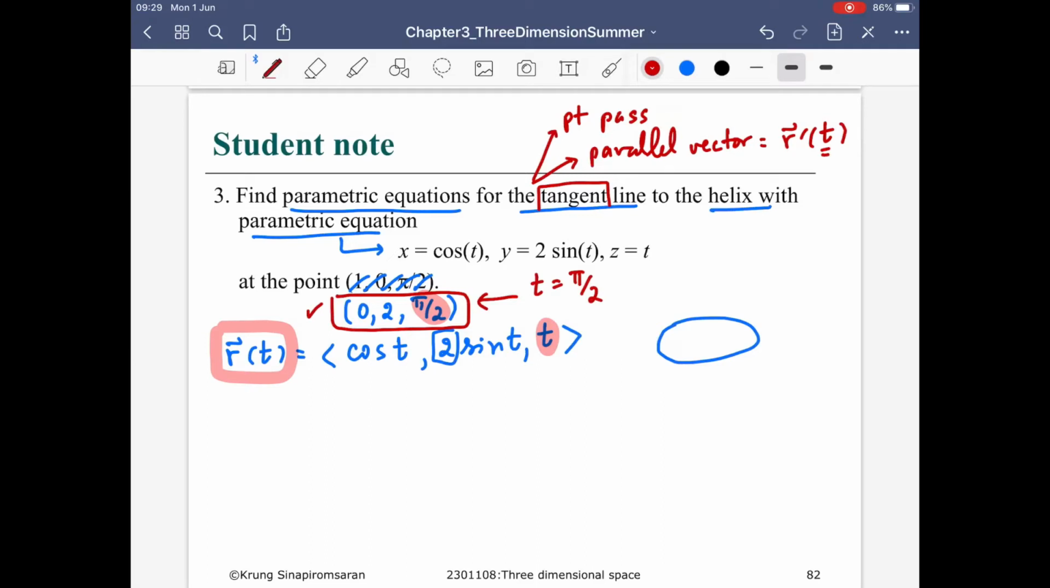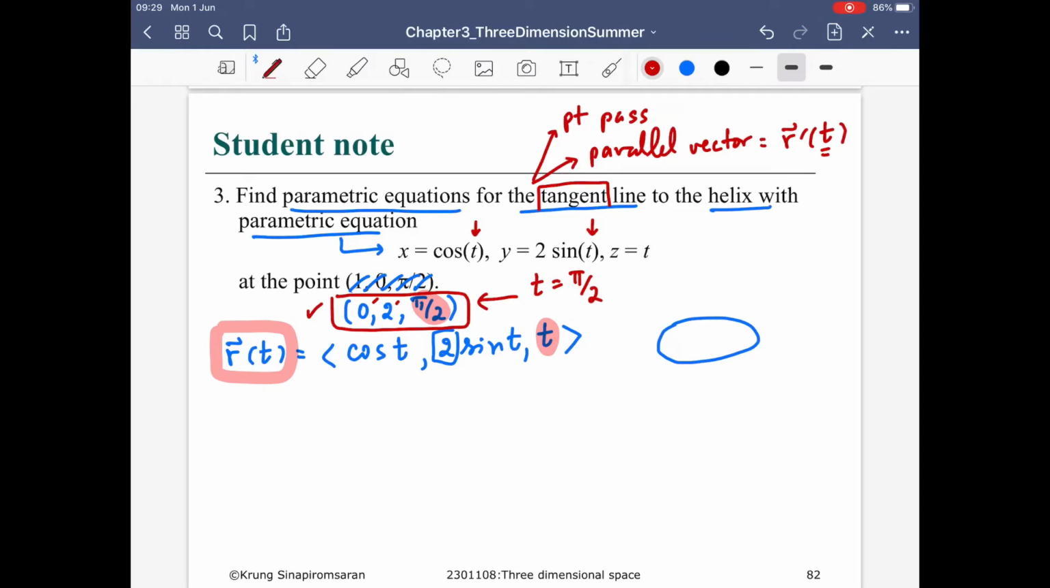And if your t is pi over 2, let us check a little bit. As you plug in, your sine of pi over 2 is 1, so you got a 2. And then as you plug in here, your cosine of pi over 2 is 0. So you got really this particular point.